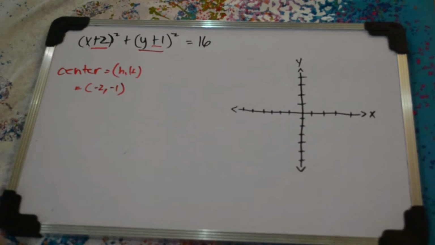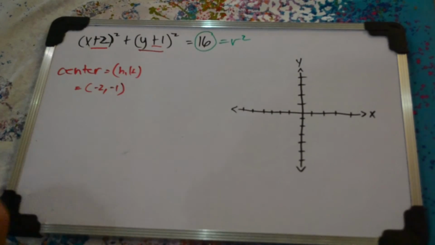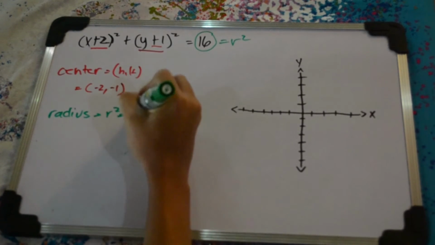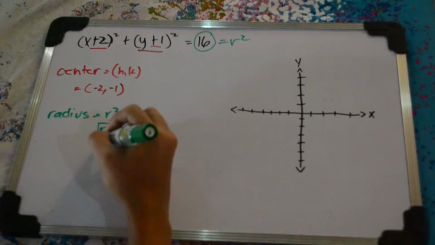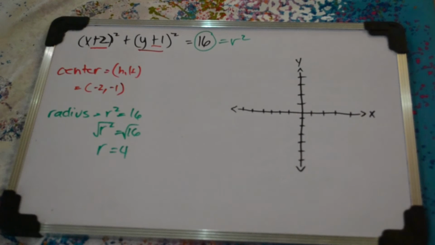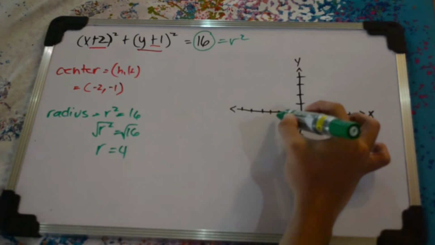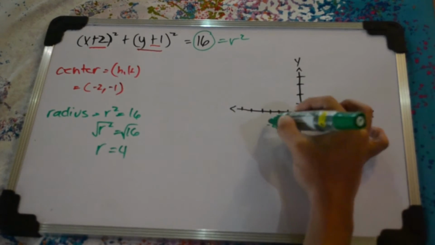Now, the second step is finding the radius. In this equation, 16 is r squared. To get the radius, since r squared is equal to 16, we take the square root. The square root of 16 is 4. So the distance from the center to any point at the edge of the circle is 4. Now, we need to plot the center and the radius. The center is (negative 2, negative 1). That is the center.